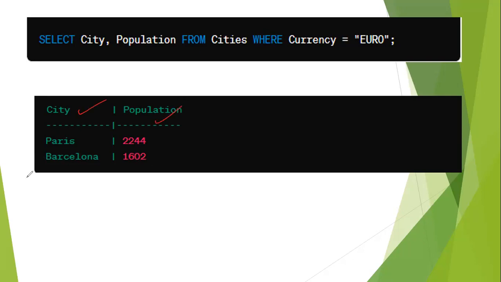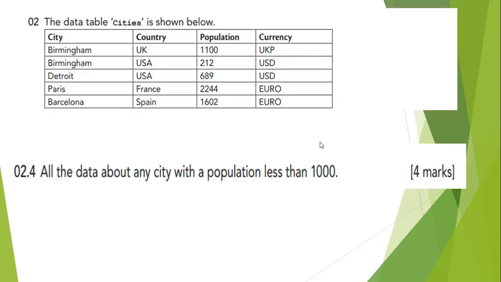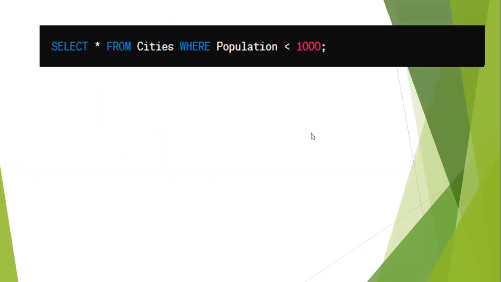These two columns, okay. Select asterisk, next line from cities, then where population less than 1,000, semicolon. Here you can see.